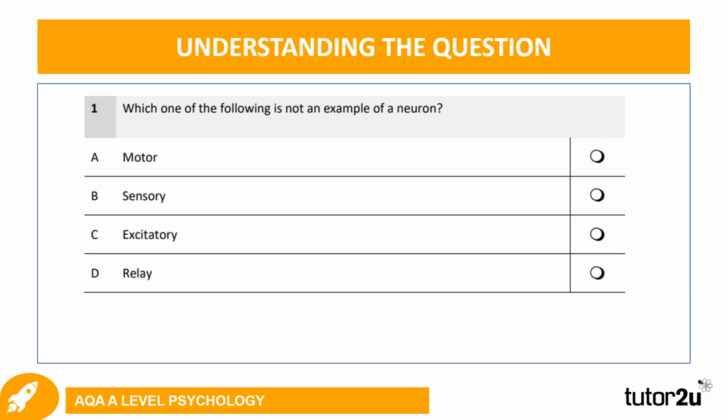So the first question you've got is, which of the following is not an example of a neuron? Is it A, motor, B, sensory, C, excitatory, or D, relay? So just have a couple of seconds now to write down which one you think is not an example of a neuron.